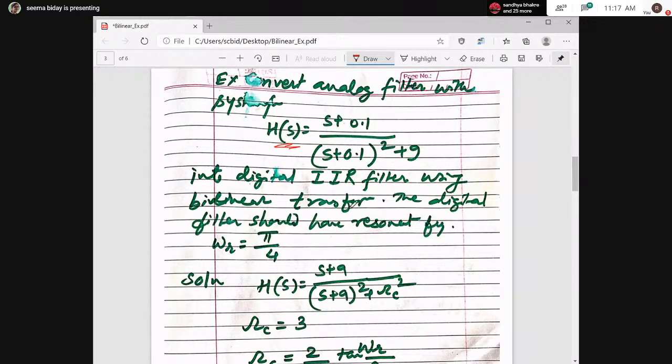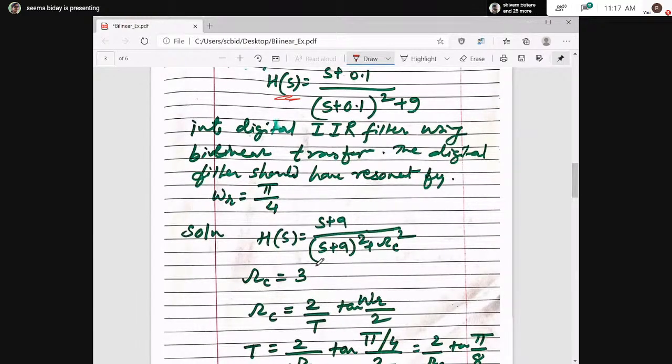So now the example is: convert the analog filter with system function H of s into a digital IIR filter using bilinear transformation. The digital filter should have resonant frequency or cutoff frequency w R equal to pi by 4. This is the problem given to you. Now, let us see the solution for the problem.